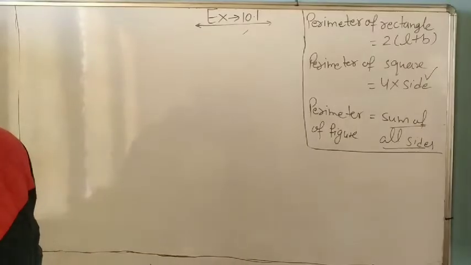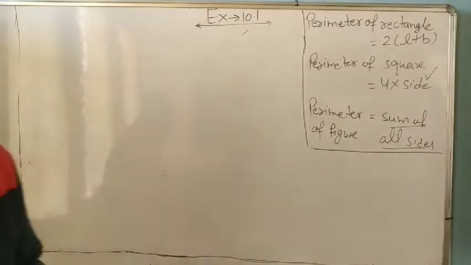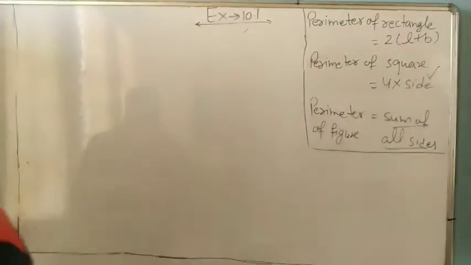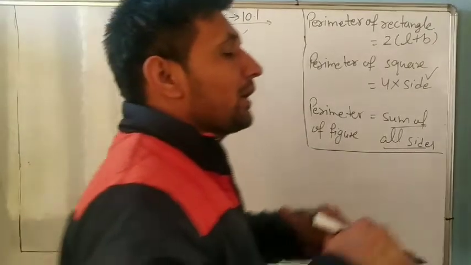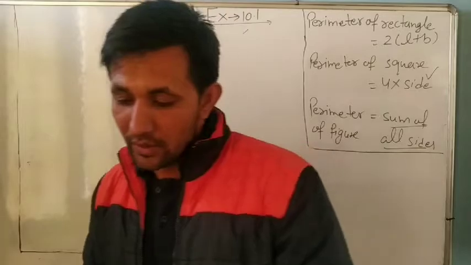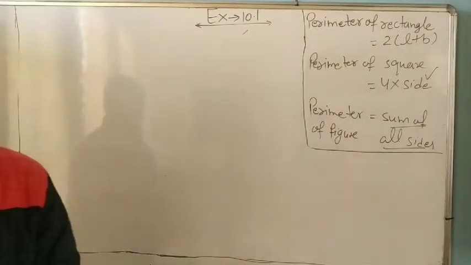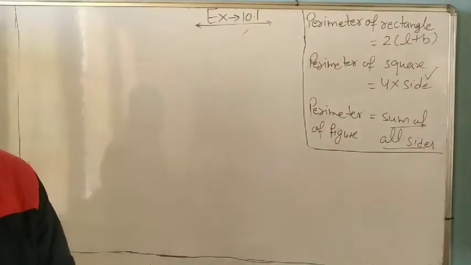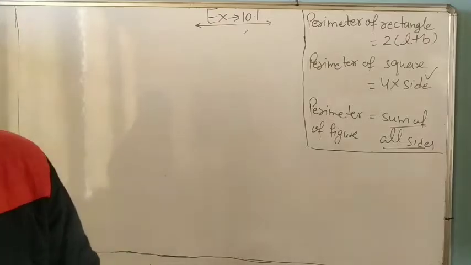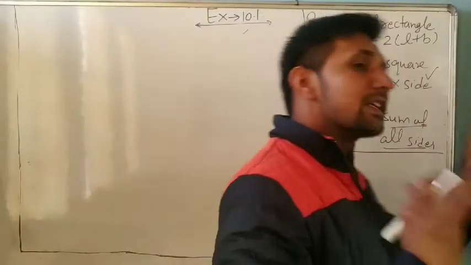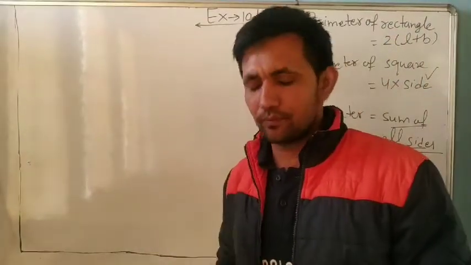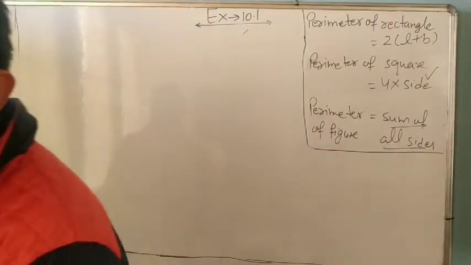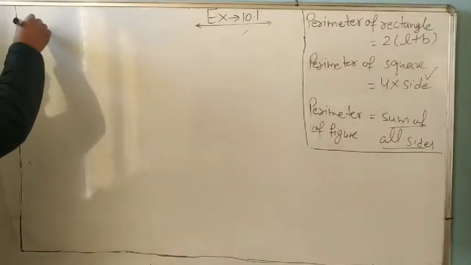Next is, what is the perimeter of each of the following figures? So we have to find the perimeter of each figure. What do you infer from the answer? What can you guess from the answer? When you find the perimeter of all figures, you will check that all of the figures have the same perimeter. So we will write, we can infer all the figures have the same perimeter.